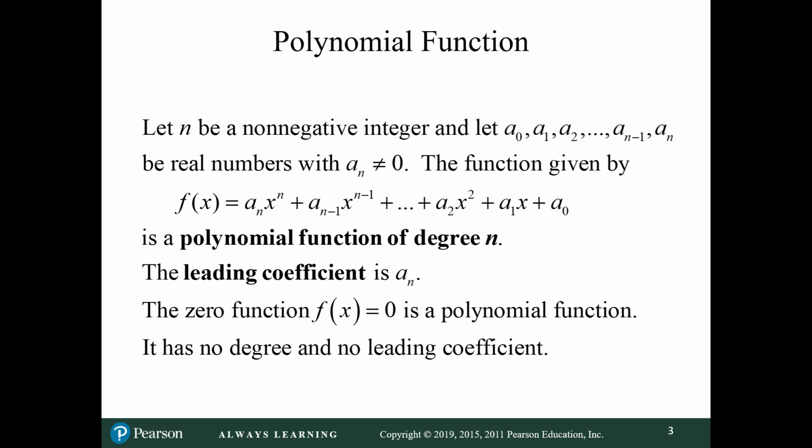Okay, a polynomial function. If we have different terms like a_0, a_1, a_2, and so on, a polynomial function f(x) equals a_n x^n plus a_(n-1) x^(n-1), and so on, where the leading coefficient is the coefficient of your highest degree term. And your highest degree term is the variable with the highest exponent. A zero function is a function which equals 0. Okay? It has no degree or no leading coefficient.